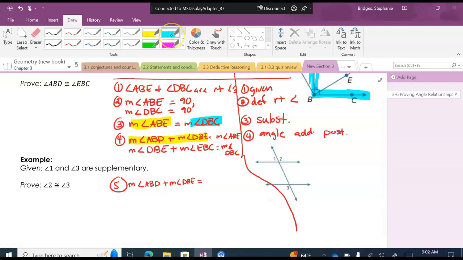All right, and then let's look at the blue highlighted. I told you that DBC was also equal to, what two angles equal together? So I'm taking the little blue, the DBC, and I'm replacing it with the big blue, the measure of angle DBE plus the measure of angle EBC, if I could write those. Kind of small there, sorry. And what says I can take something and replace it with something else? Substitution.